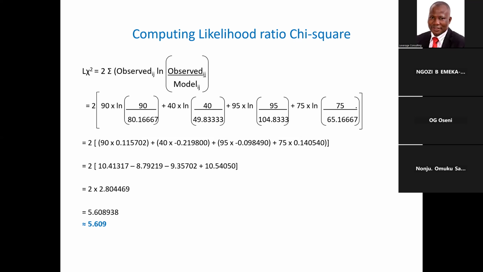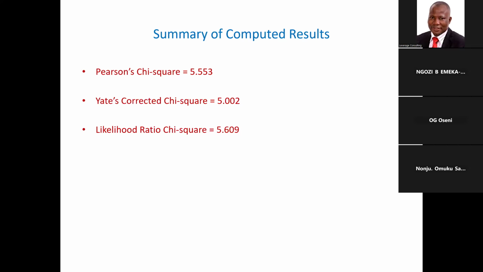...than the one you use Pearson to calculate. But it's just small. Most of the time, if it is significant with chi-square Pearson, it will be significant with likelihood ratio chi-square. Can you see all of them? The Pearson chi-square for the same thing, 5.553, yield corrected 5.002, likelihood ratio chi-square 5.609.